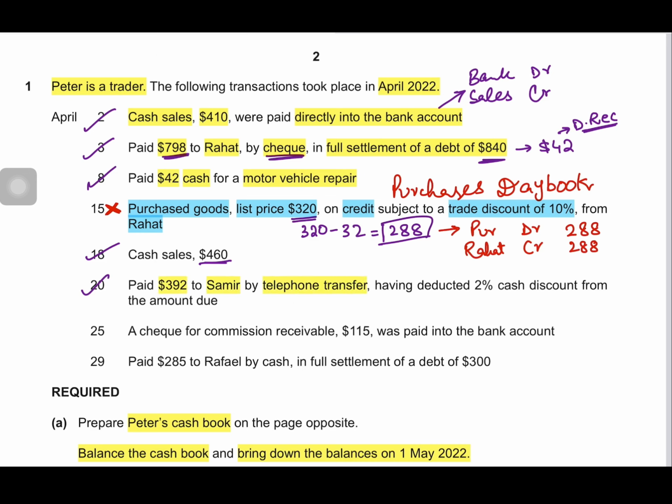Then on 20th April, paid 392 to Samir by telephone transfer, having deducted 2% cash discount from the amount due. So was the amount due 392 or any other amount? Any other amount. Why? Because we are paying 392 and this is the post 2% cash discount value, because we are paying this amount. This is the after value, after deducting 2%. The transaction clearly says paid 392 to Samir, having deducted that 2% discount from the value, and after that we are paying him $392.